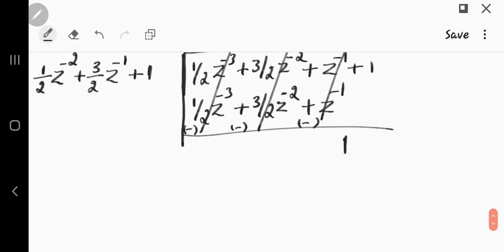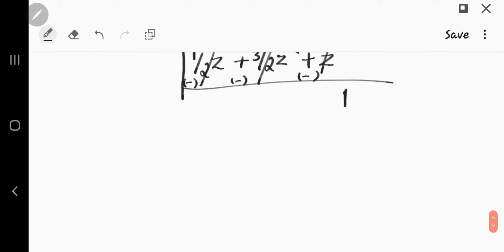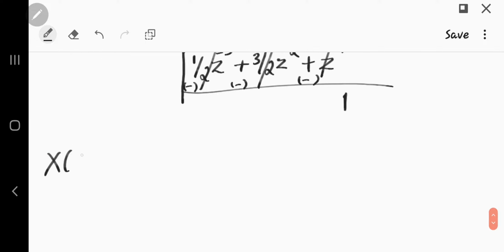Now if you look at this, the power of 1 is less than that of the divisor power. That means we have to stop the long division process here itself. So now we will get x of z as the quotient.